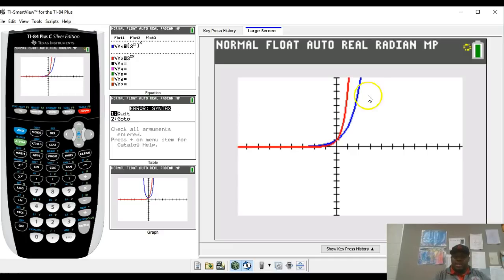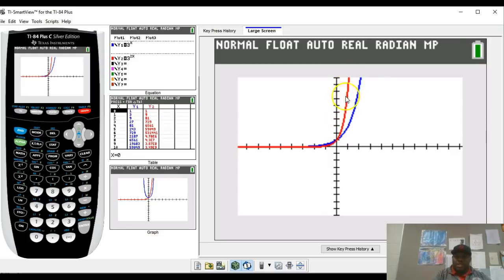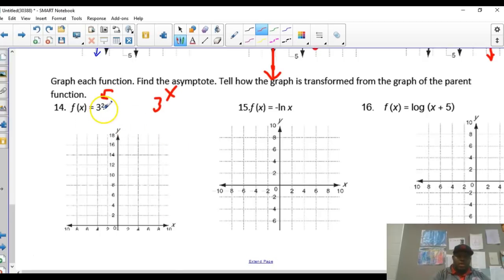See how it's not as wide? That's the blue one. This is the red, the 2x, 3 to the 2x. It compressed, just like that. So, guys, that's the right answer right there. Make sure you understand the difference between the stretch and compression of the horizontal. This is the horizontal compression, horizontal compression by 1/2.